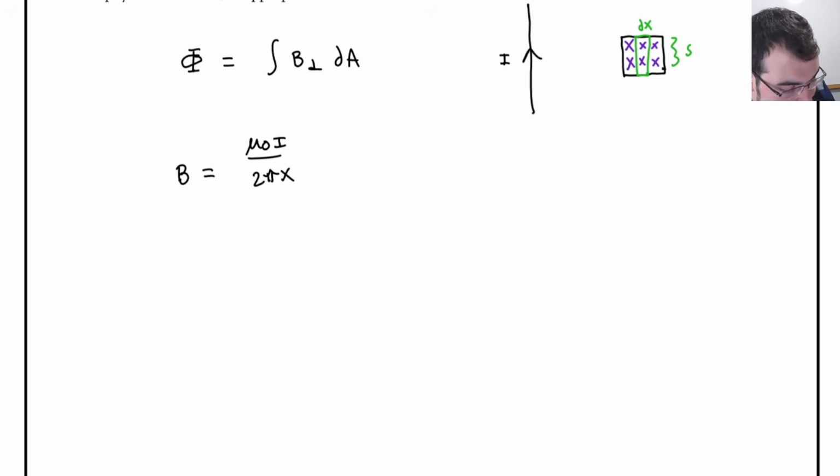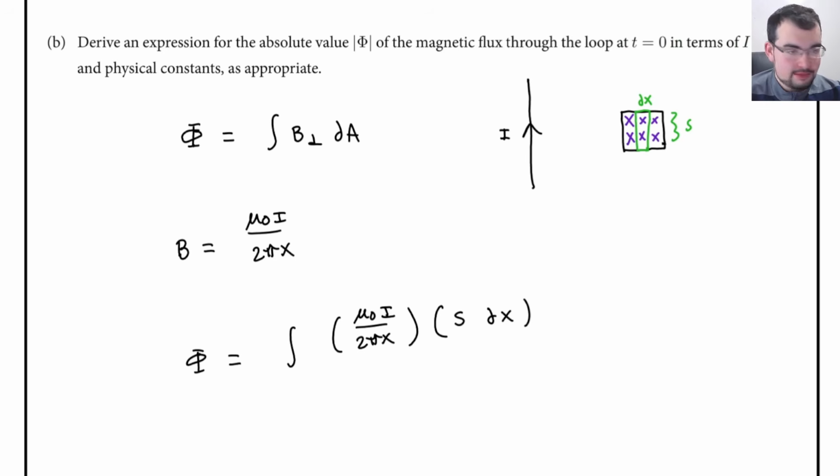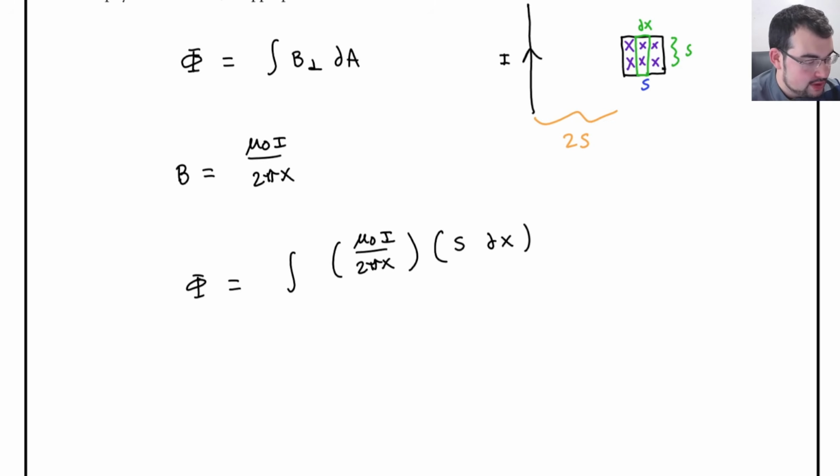Then we just plug in, because phi would be the integral. We'll deal with limits in a second here. Mu naught I over 2 pi x times the area of our little loop segment here is s dx, right? Because the dA would be this strip. And what are our limits? Well, the closest wire segment, or the closest side of the loop, is 2s away from the wire, and this length of the loop is s. So we could start 2s away, and we end 2s plus another s, which is 3s away.